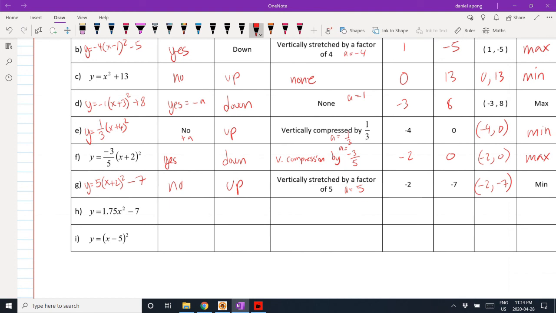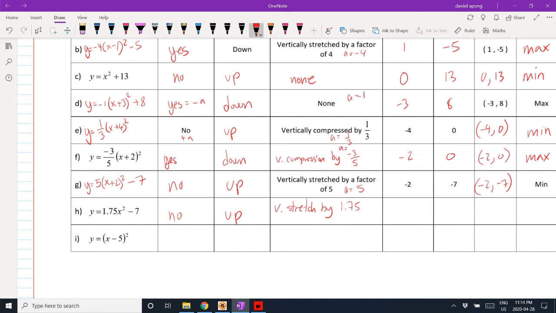Okay, so we can see, is A positive? Yes, so there is no reflection, so it opens up, and we can see here it's 1.75, and that's bigger than 1, so it's still a stretch, so vertical stretch by 1.75. Okay, so we're stretching by a factor of 1.75.